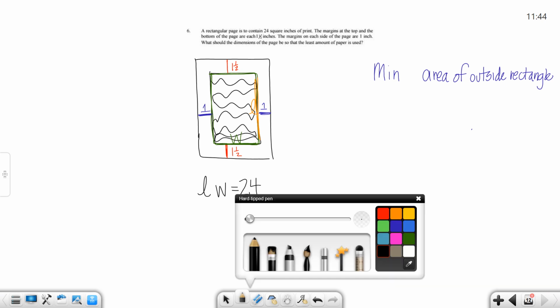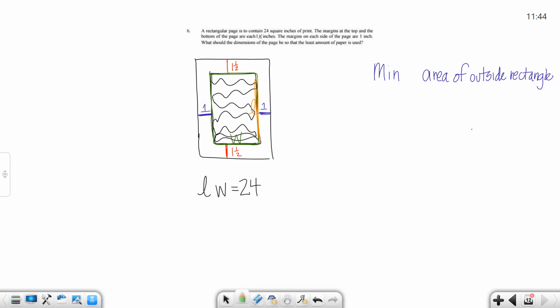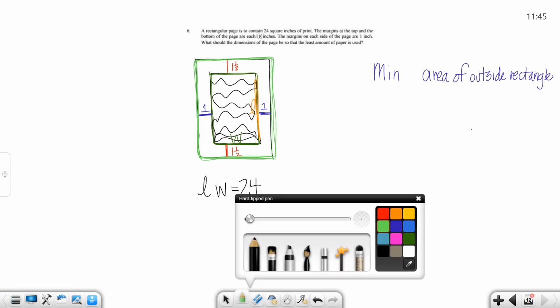Now then, let's look back at what we called the outside rectangle. I'll color it in light green. When it says least area, this is what I'm trying to minimize, this outside green area. So let's see if we can come up with a formula for that.